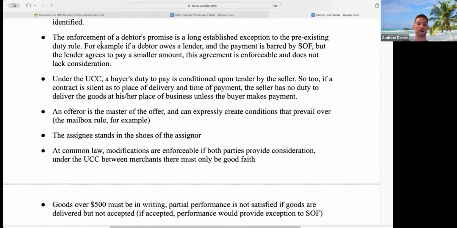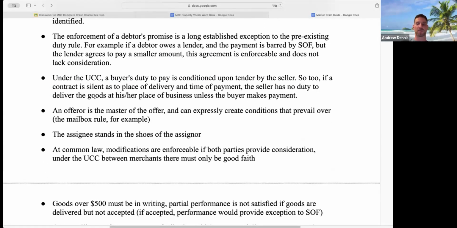Under the UCC, a buyer's duty to pay is conditioned upon tender by the seller. So, a little Shakespearean language, if a contract is silent as to the place of delivery and time of payment, Gabby, this is a question we did together, the seller has no duty to deliver the goods at his or her place of business unless the buyer makes payment. So remember, if a contract between two parties is silent as to where pickup will be, pickup is at the seller's place of business. Think about if you order a TV from Best Buy and it doesn't say that Best Buy is going to deliver it, then you would have to go pick it up. And they have no duty to tender it to you until you show them the money.